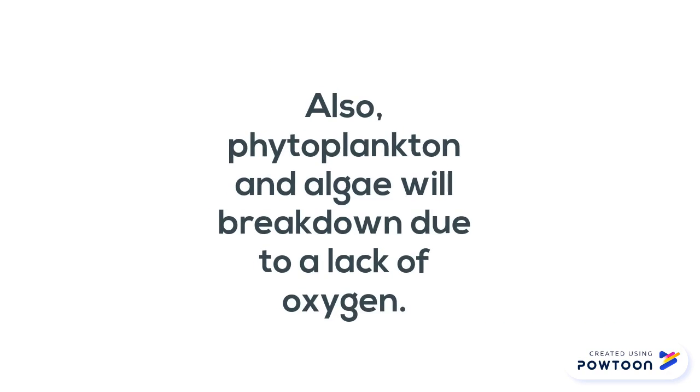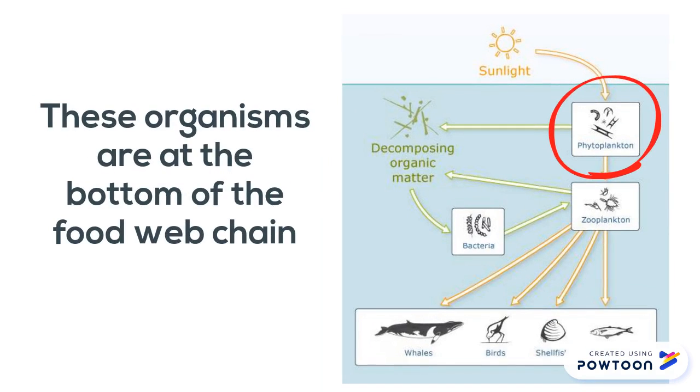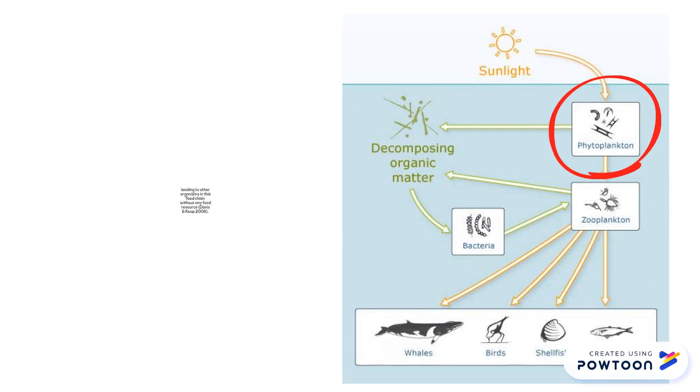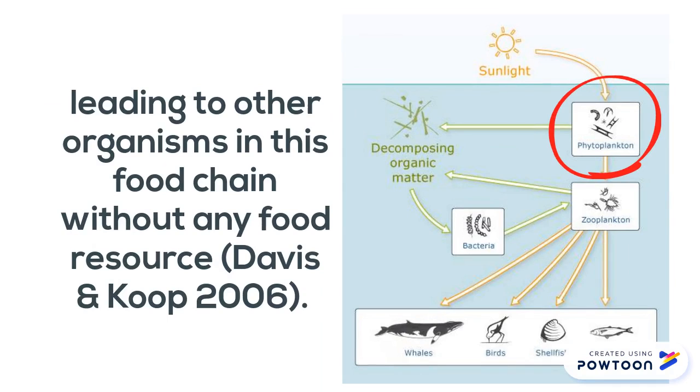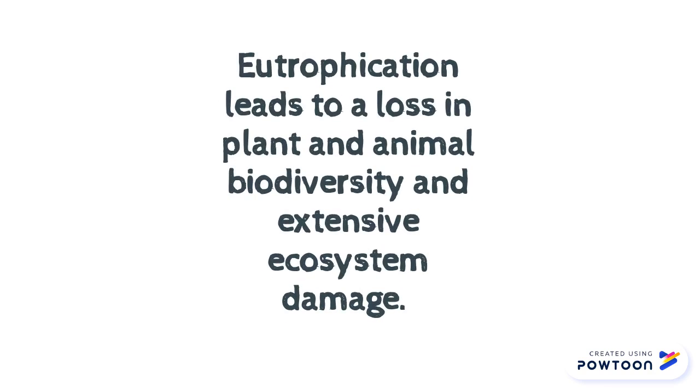Furthermore, phytoplankton and algae will also begin to break down due to this lack of oxygen. Considering these organisms are at the bottom of the food chain, their breaking down will lead to many other organisms being left without any food resource. Thus, eutrophication is considered to be a huge global concern because it leads to a loss in plant and animal biodiversity and has extensive damage on the ecosystem.